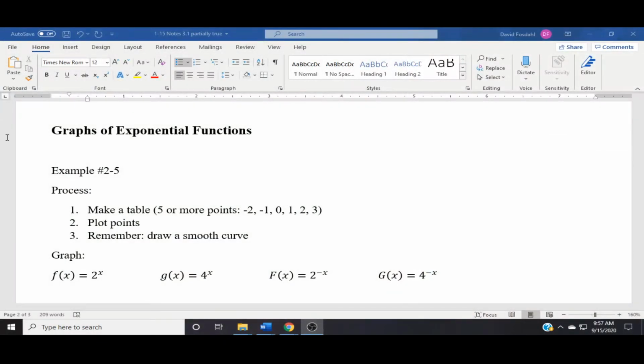Okay, you want to make a table with 5 or more points. For x, you're going to plug in -2, -1, 0, 1, 2, and 3. You could also change it, but it won't matter. Then you're going to make the table. So you make it for x, you solve for y, and plot points. Remember, draw a smooth curve.